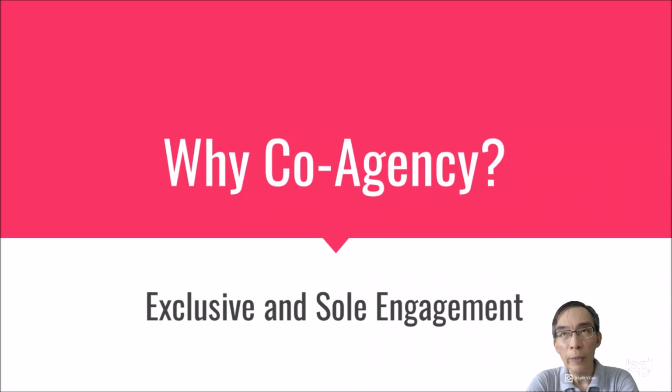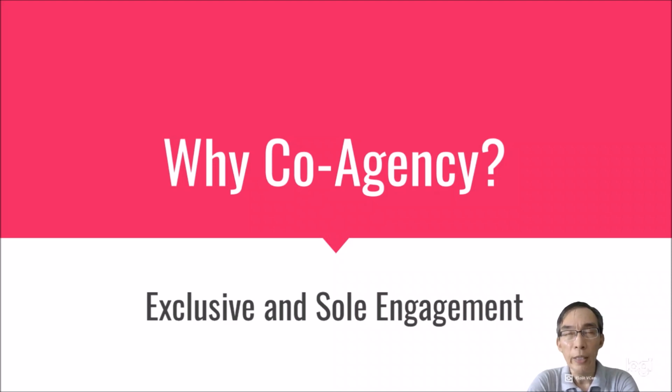Exclusive and sole agency engagement protects the listing agent. Sole means the agent is appointed and the seller himself can sell the property, whereas exclusive means the agent is given exclusive right to represent the owner, and even if the owner managed to sell the property, he still owes the exclusive agent the agency fee. So in these 2 types of engagement, no other agent should approach the vendor or the owner.